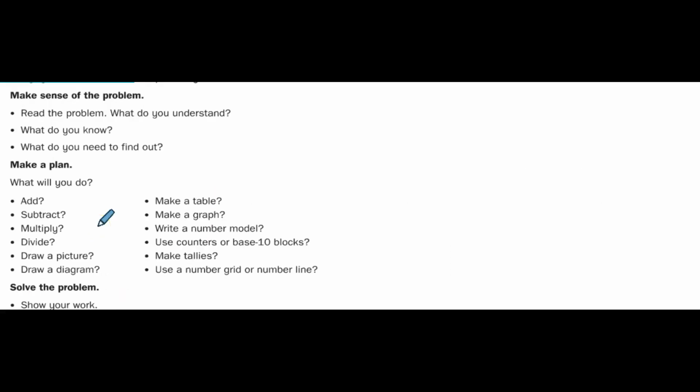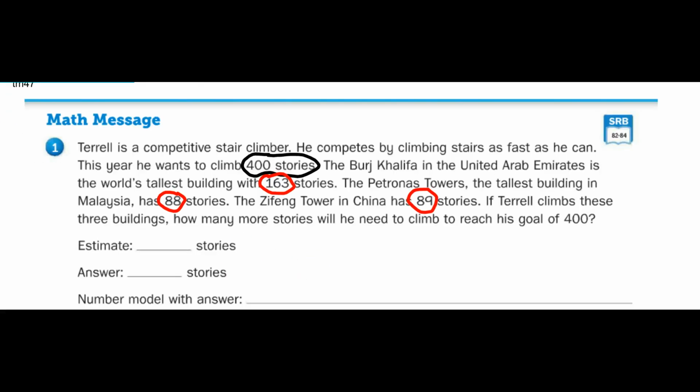Once I understand my story, it's time to make a plan. So I have to think about my numbers and what do I need to do with them? Add, subtract, multiply, divide. Sometimes drawing a picture or a diagram is helpful, a table, a graph, a number model. I can use manipulatives like base 10 blocks or fraction circles if I need to, number grids, number lines. Okay, let's look at the story.